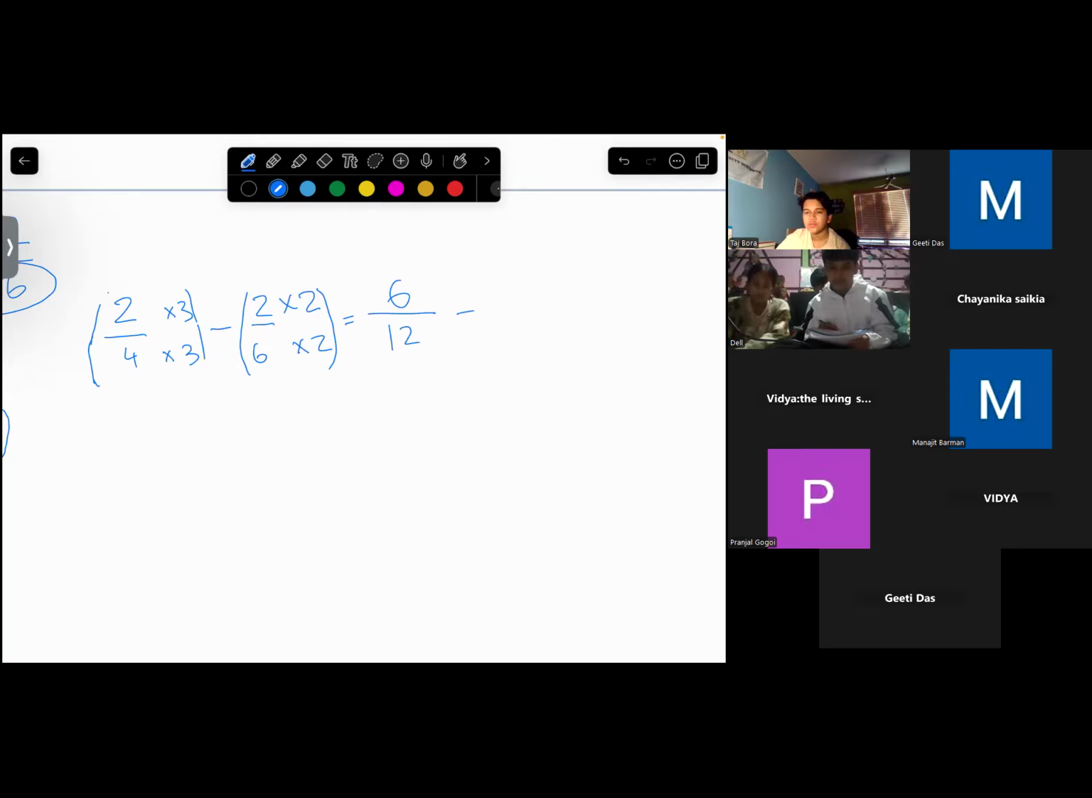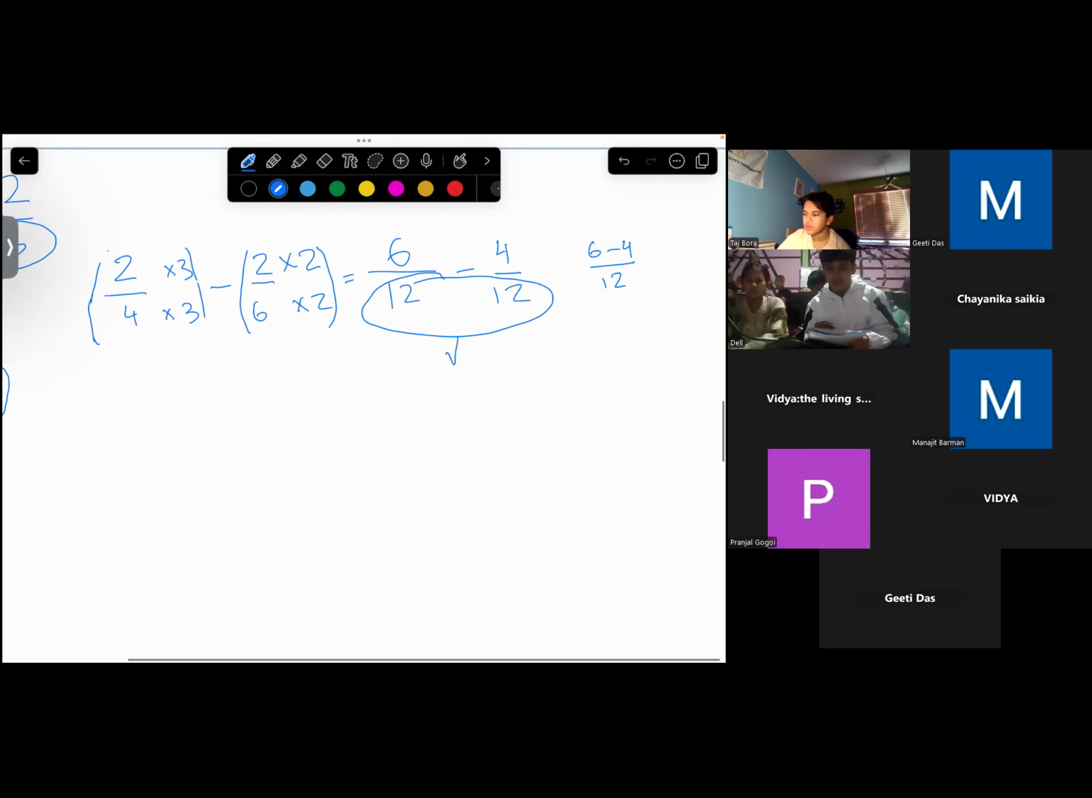Minus 2 times 2 is 4. And 6 times 2 is 12. Now, the bottom numbers are the same. So we can just do 6 minus 4 over 12. Because the bottom numbers are the same, 6 minus 4 would become 2, and 12 would stay 12.